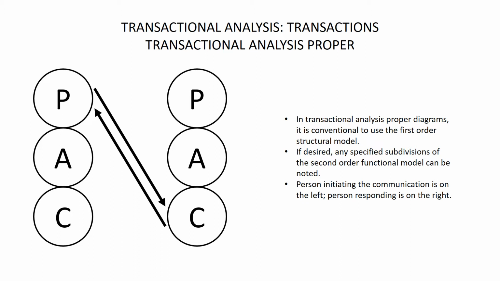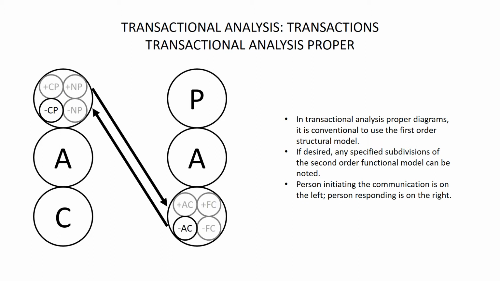Whichever model we use to analyse transactions, it is conventional to use the visual representation of the first order structural model in diagrams detailing transactional analysis proper, though if desired, any ego state subdivisions of the second order functional model being used can be noted. Further, in TA proper diagrams, the person initiating the communication is shown on the left side and the person responding on the right.